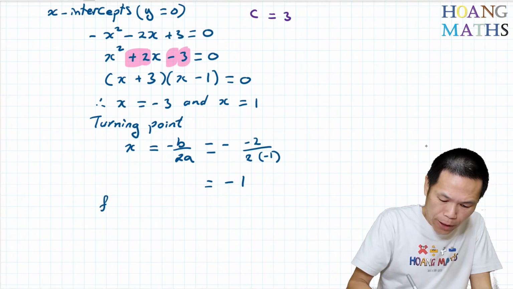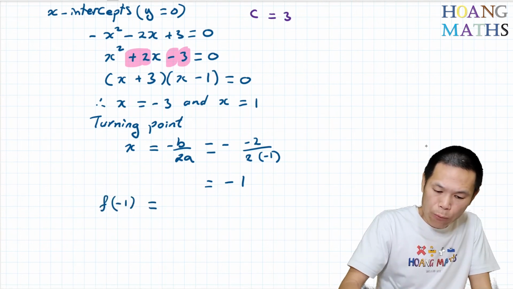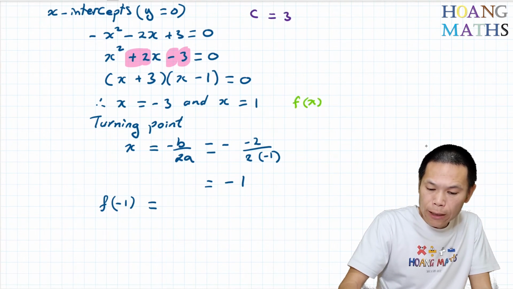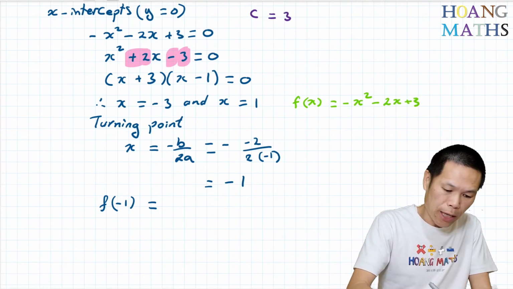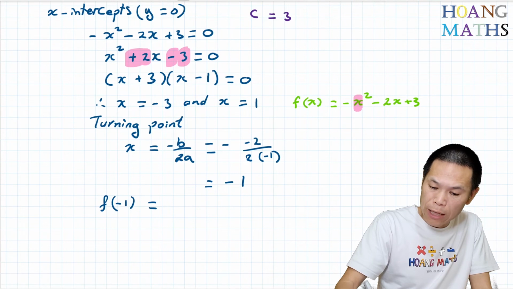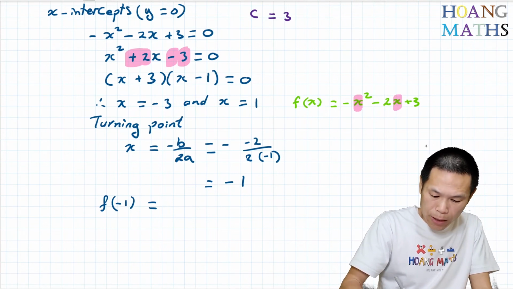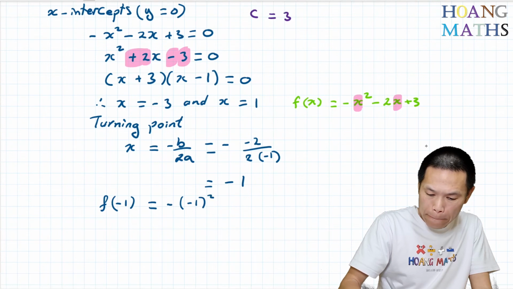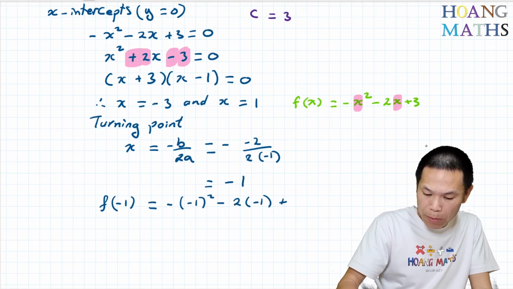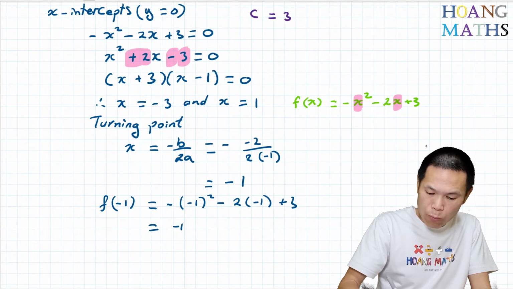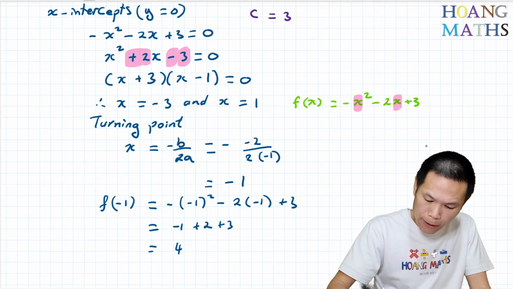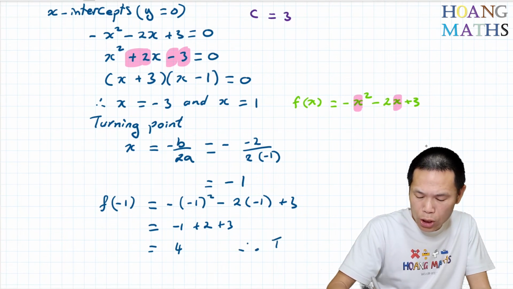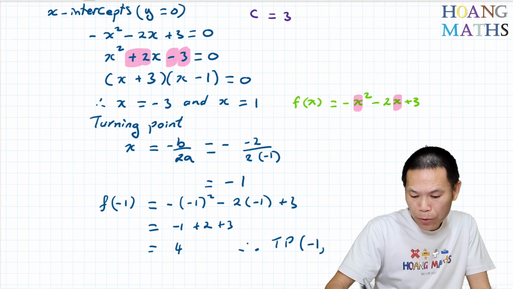So f of negative 1 is equal to, and we know that f of x is negative x squared minus 2x plus 3. So we just substitute that in there. Every time we see x, we replace it with negative 1. Don't forget. So that gives me negative 1 squared minus 2 times negative 1 plus 3. So that gives me negative 1 plus 2 plus 3, which gives me 4. Therefore, the turning point is negative 1, 4.